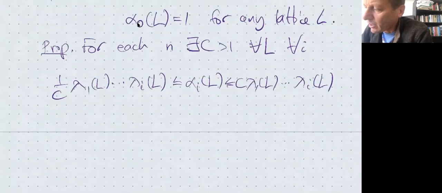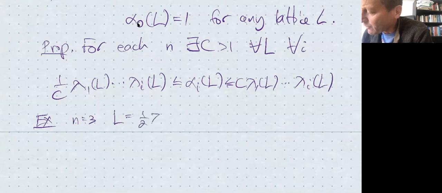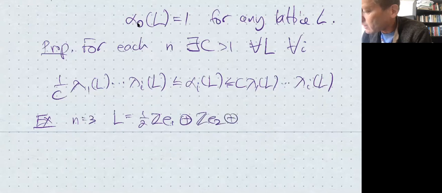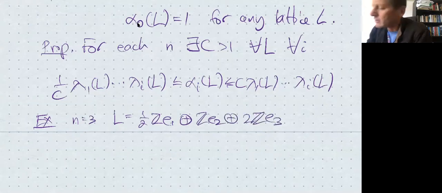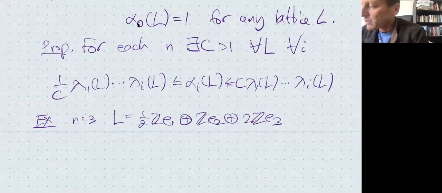It's hard to draw a picture, but let me try to give an example. Let's take n to be 3. Let's take L to be 1/2 Z e1 plus Z e2 plus 2Z e3. It's easy to check that in this example lambda 1 is 1/2, lambda 2 is 1, lambda 3 is 2. This is the shortest vector. This is the next shortest vector that's linearly independent of it. And 2 times e3 is the next shortest vector that's linearly independent of the first two.